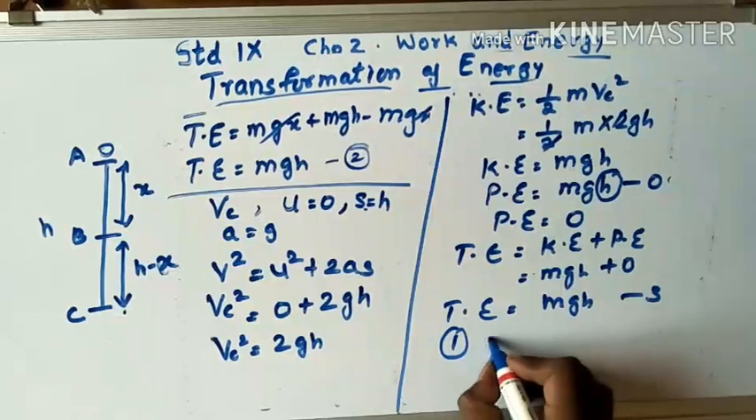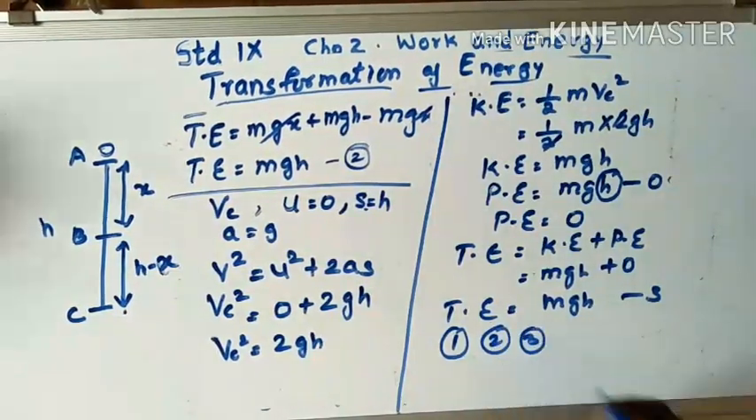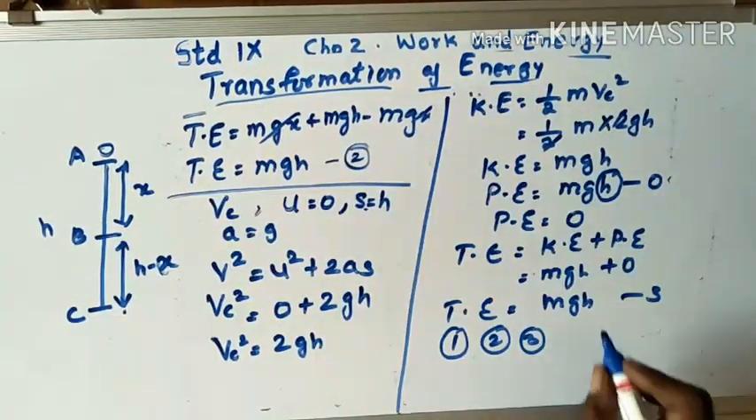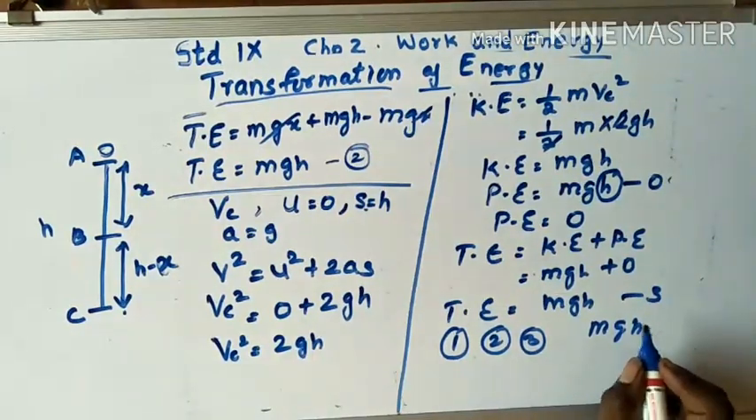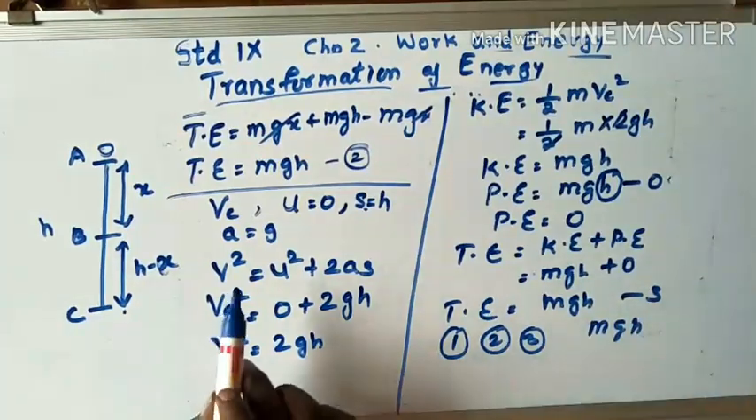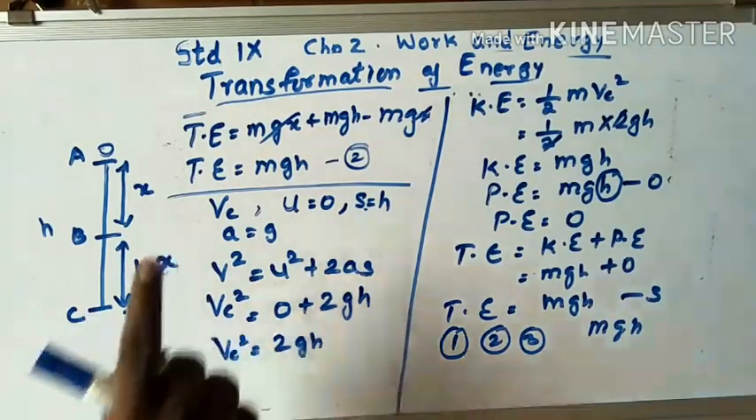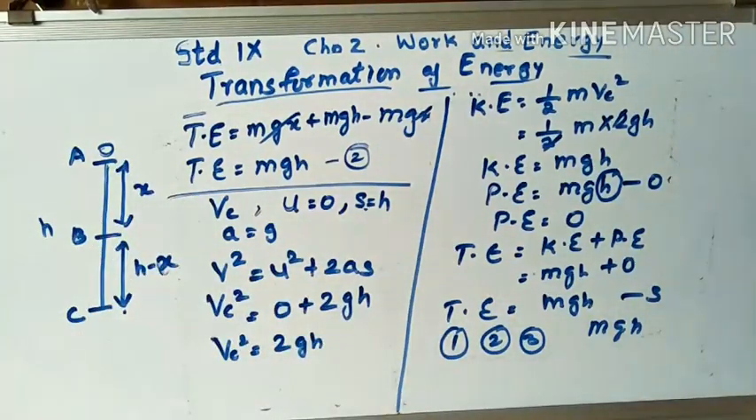So from equation number 1, 2 and 3, what do you see common? You see that total energy is mgh. That means the total energy of the object is same at the 3 points A, B and C.